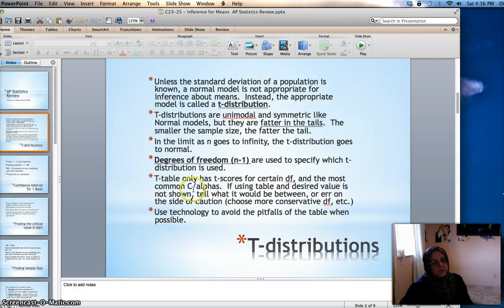Now, the t-table in the back of the book, or that you would be provided with for your test, only has t-scores for certain degrees of freedom and the most commonly used confidence levels or alpha levels. So if you're using the table and the desired value is not shown, then tell what it would be between, or err on the side of caution and choose the more conservative degrees of freedom or the more conservative t star, which is usually the one above on the table, the one higher. Use technology to avoid the pitfalls of the table when possible.